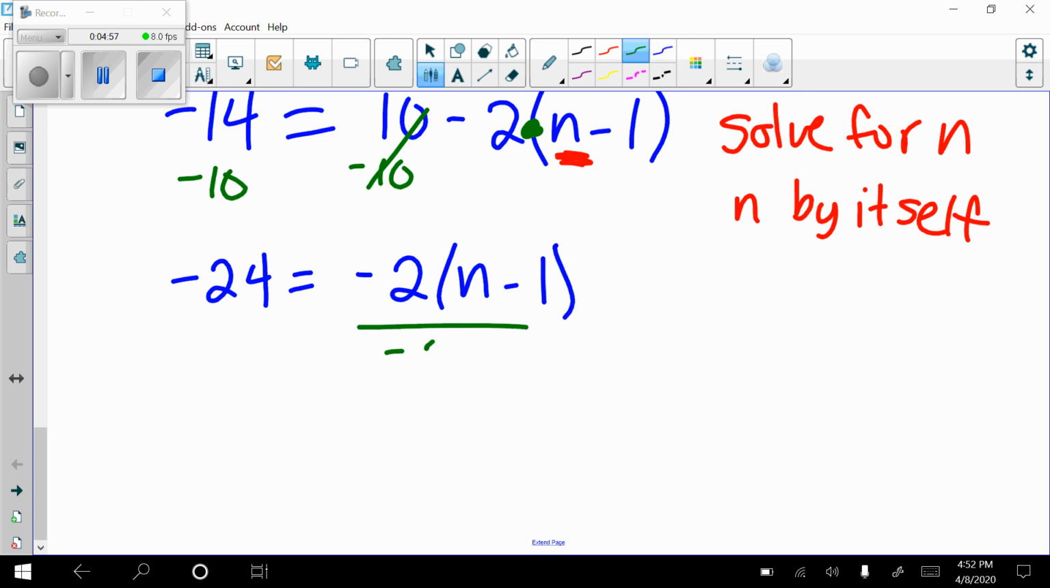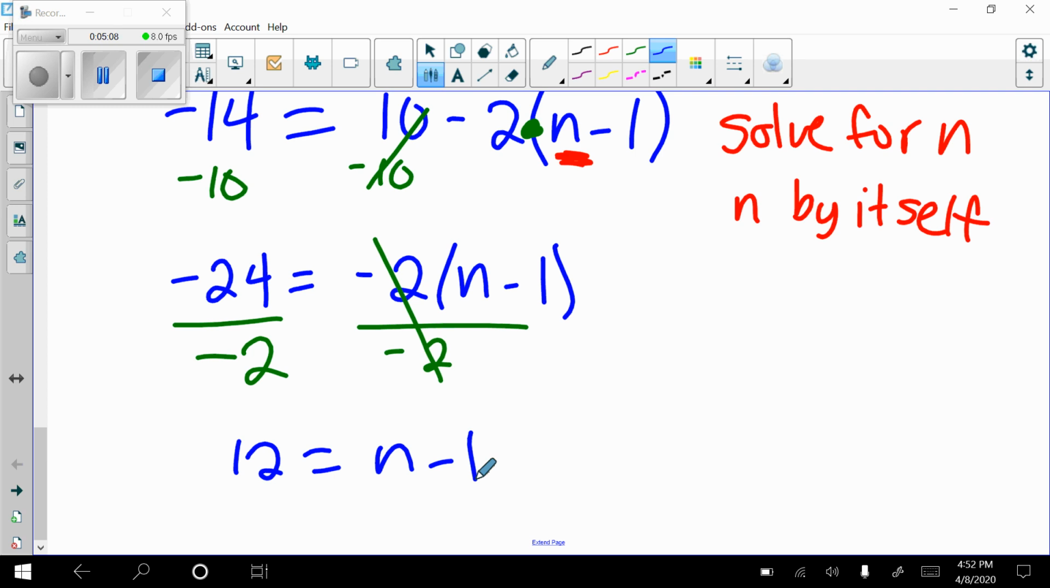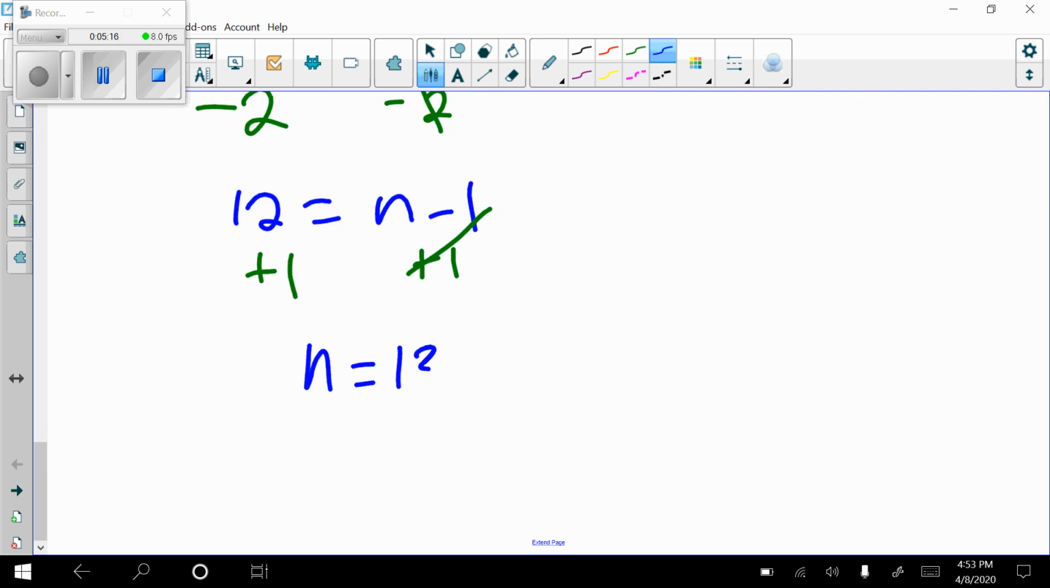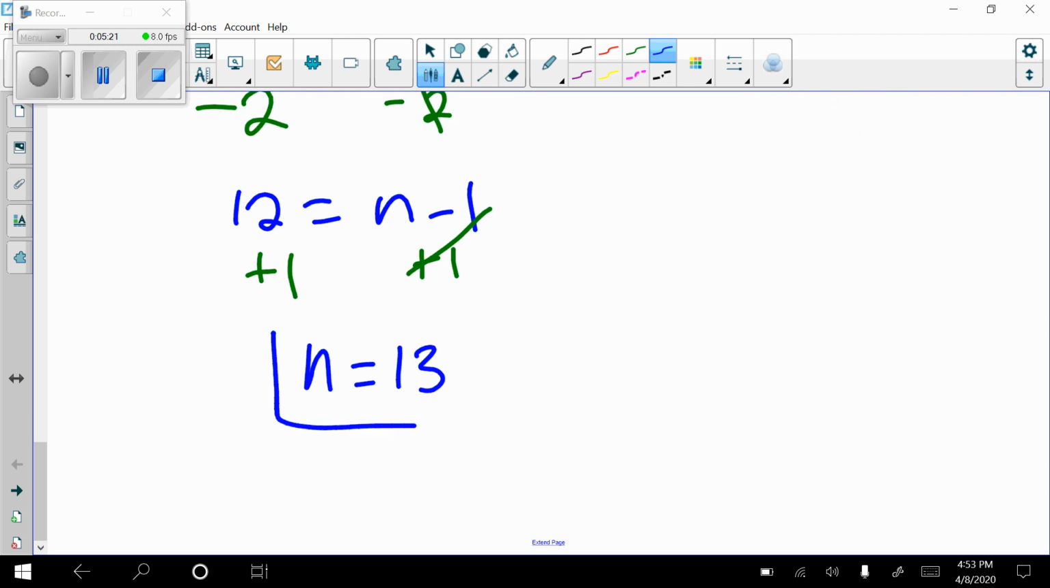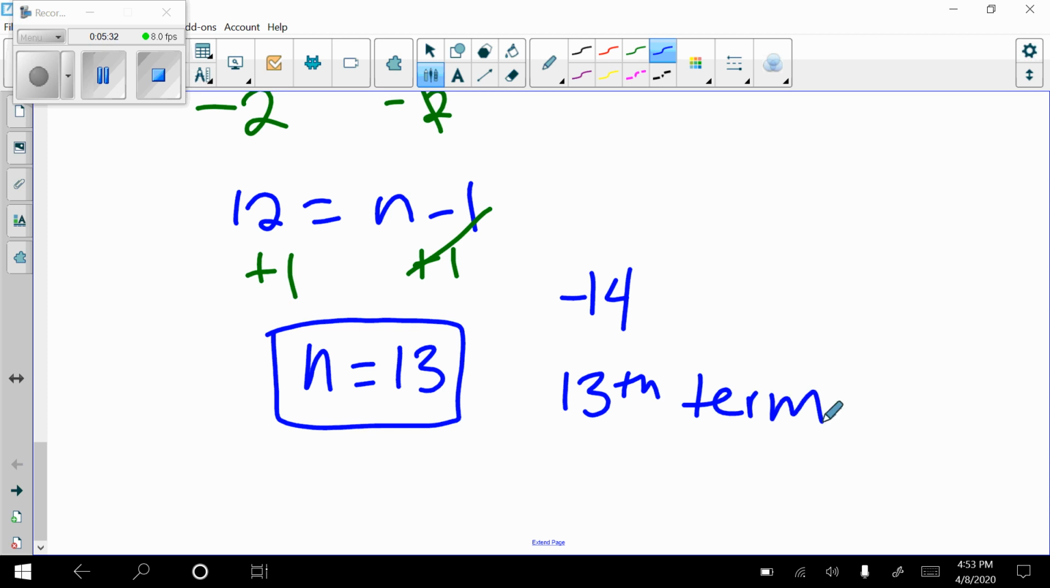Then I have to divide by -2, which is 12. And I do still want n by itself, so the last thing I need to do is add the 1 over, and I would get that n equals 13. So as soon as I can get n by itself, that means that the -14 I was asking for is the 13th term in the list or in the sequence.